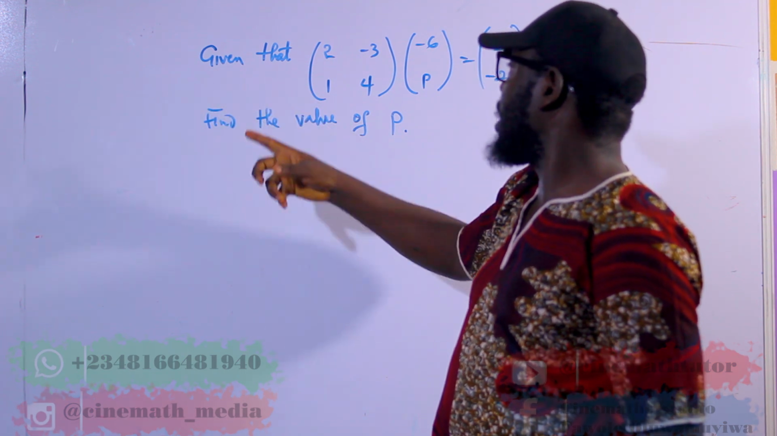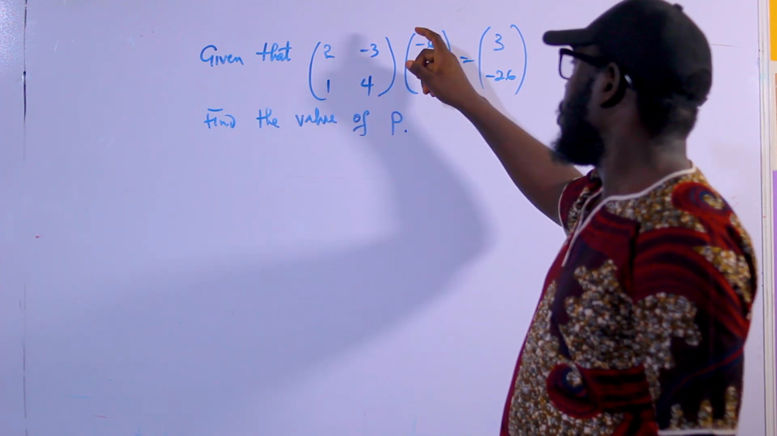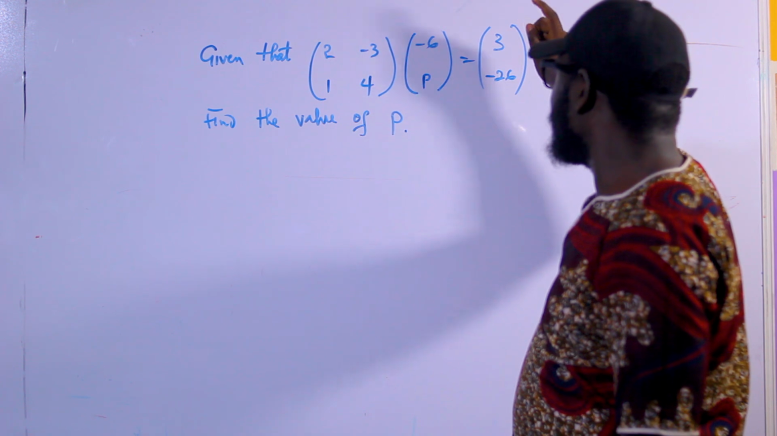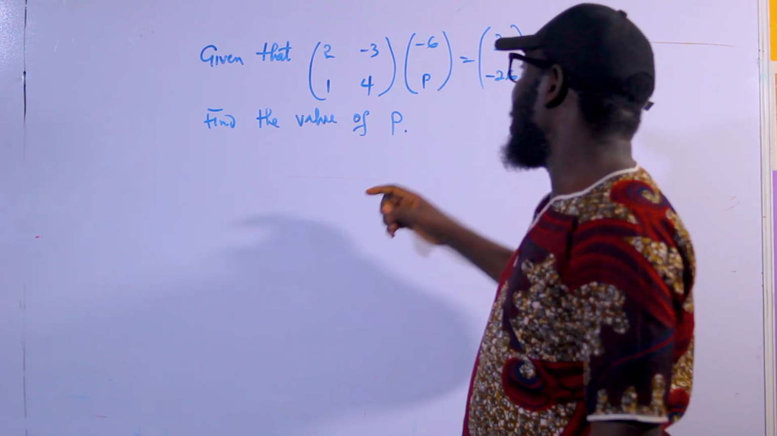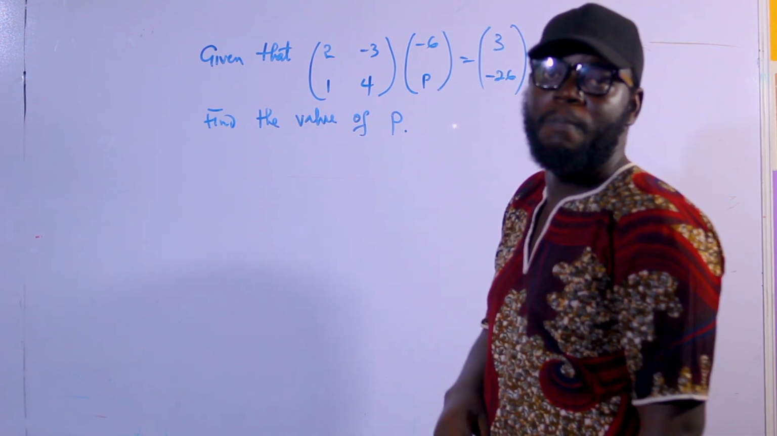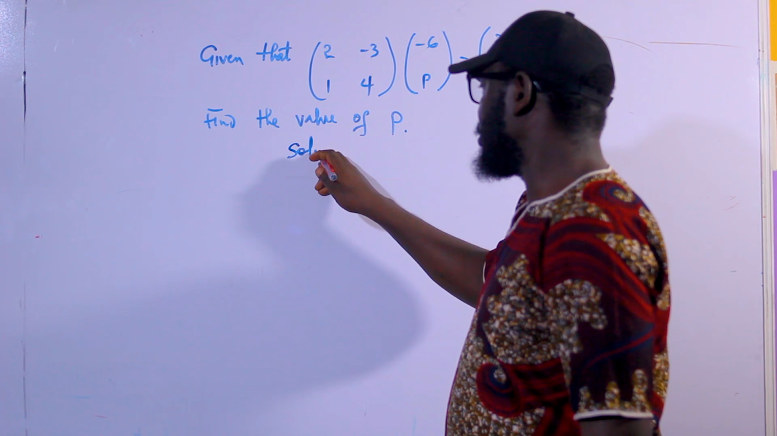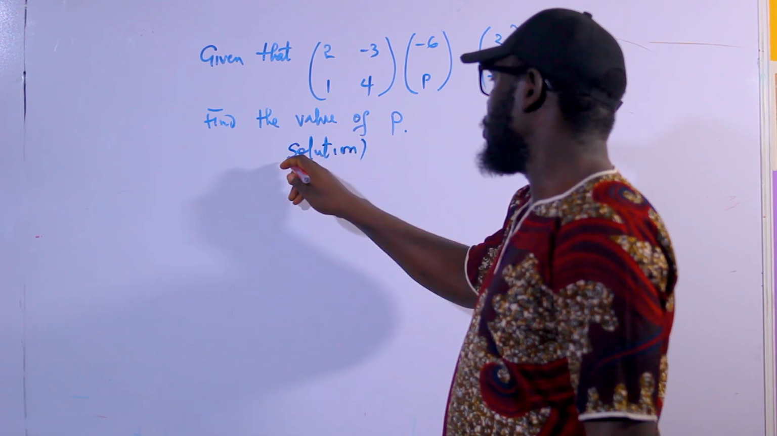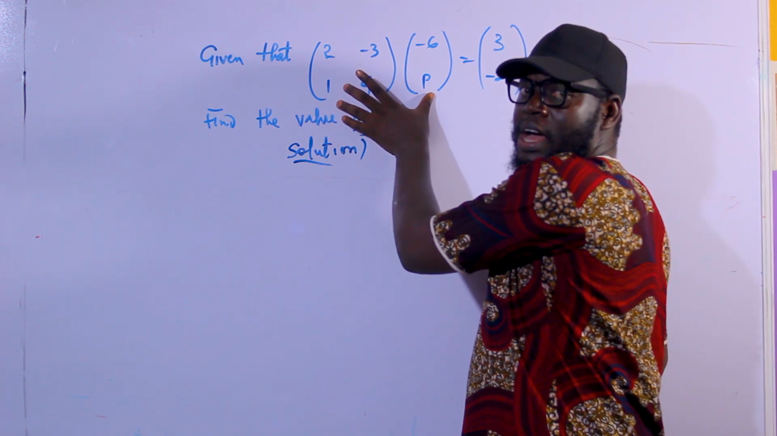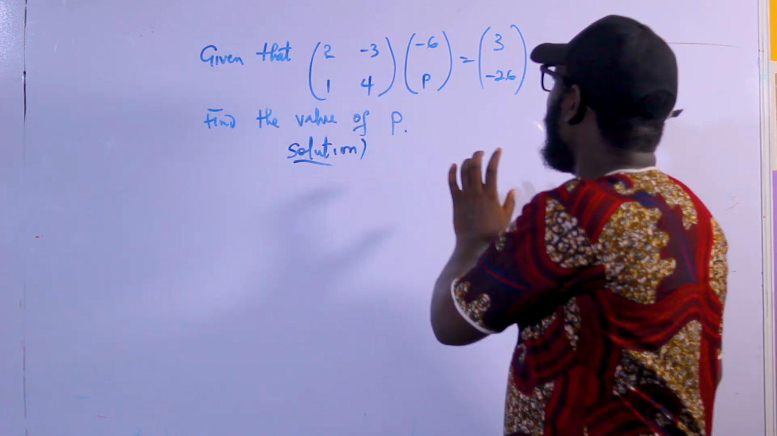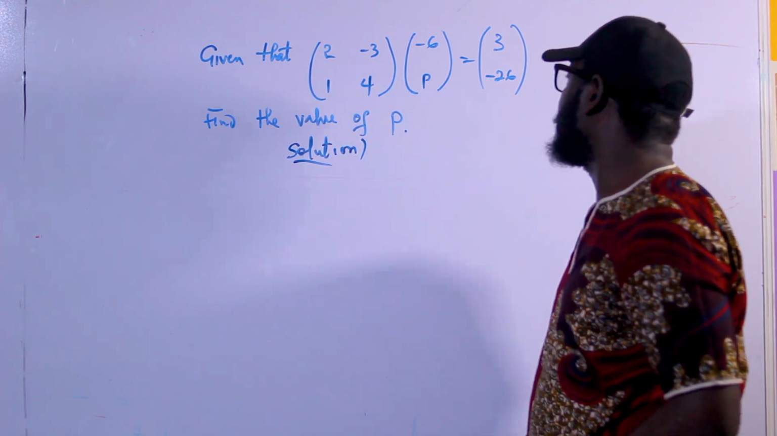It says, given that the matrix 2, 3, minus 3, 1 and 4 multiplied by this one is equal to 3 and minus 26, and we are finding this p. So let's quickly get at it. To solve this, we can quickly multiply this together. So we will equate it to this. I call that equality of matrix.